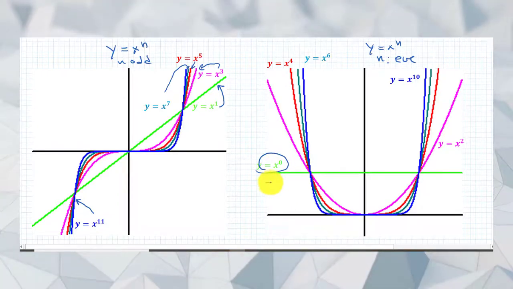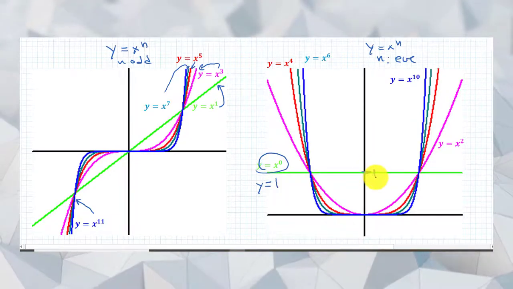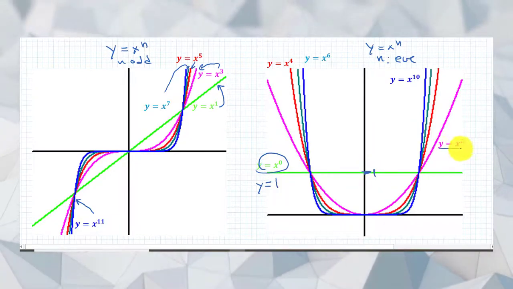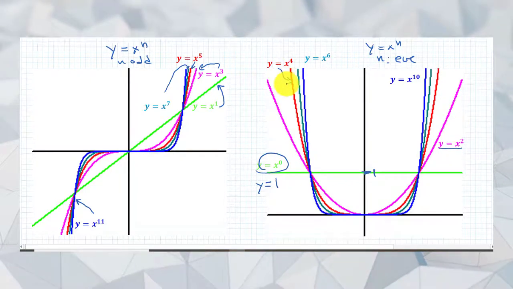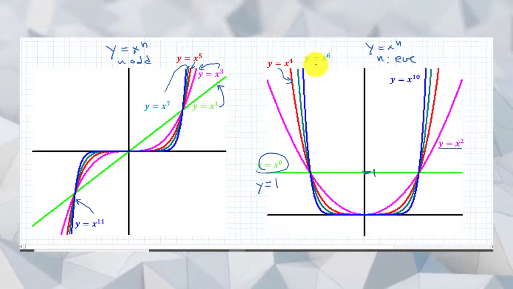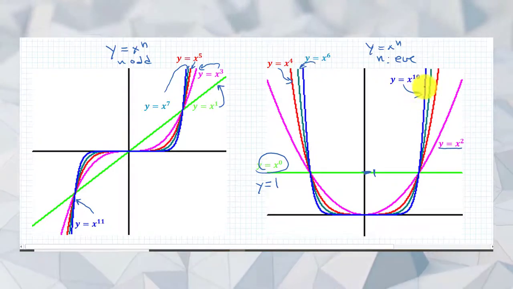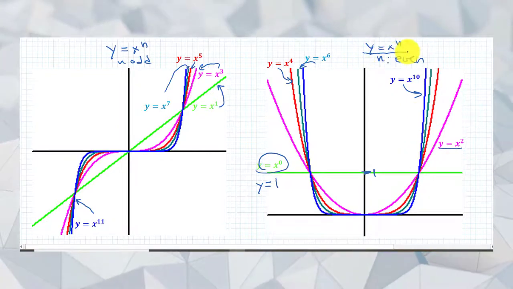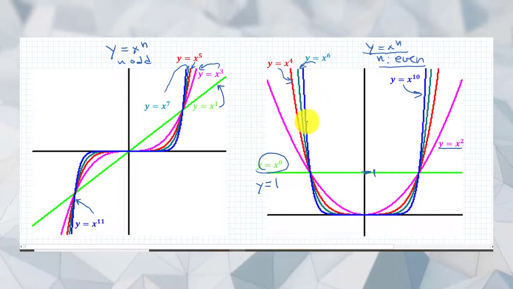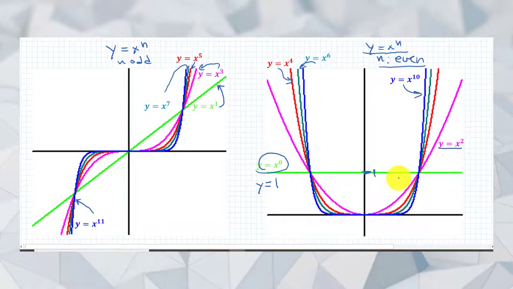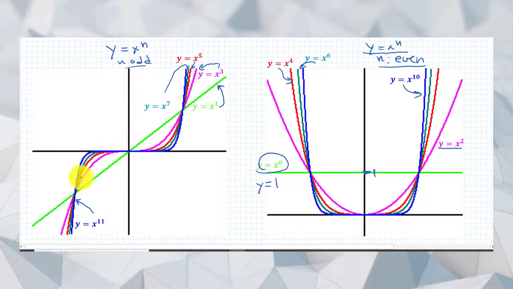Anything to the 0 is 1, so this is just y equals 1. Okay, so this value right here is 1. Y equals x squared, we know this one, that's a parabola. I just went over y equals x to the 4th, and here I added y equals x to the 6th and y equals x to the 10th. All the graphs y equals x^n when n is even are shaped like a U. They're all shaped like a U. While the graphs y equals x^n when n is odd are not shaped like a U.